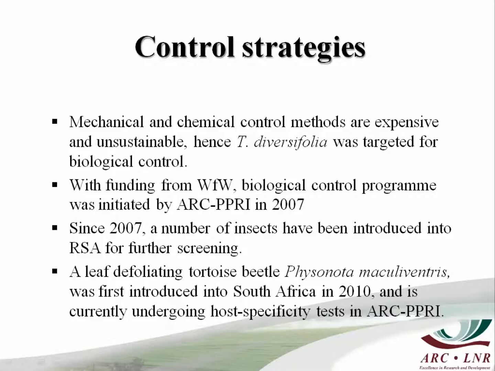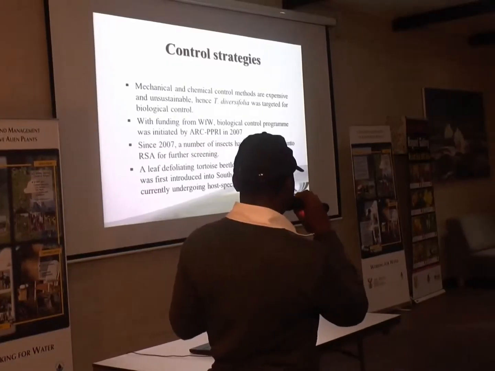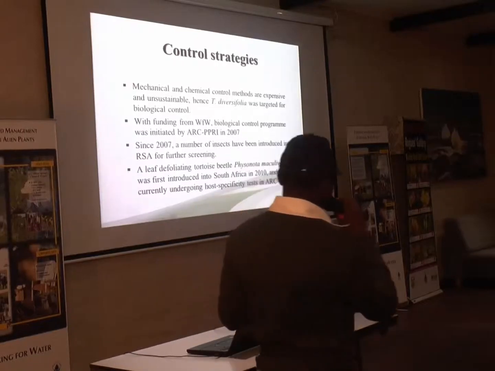The biological control program was initiated by ARC-PPRI in 2007, and a number of insects have been introduced in South Africa since 2007. The leaf-defoliating tortoise beetle Physonota maculiventris is one of the insects selected and collected for further screening for host specificity.